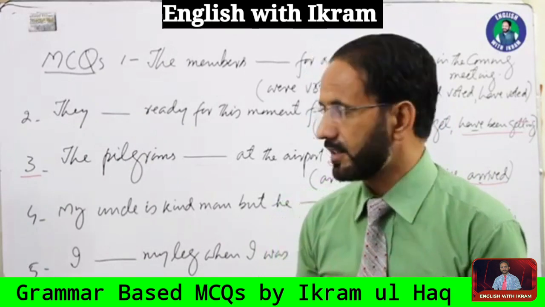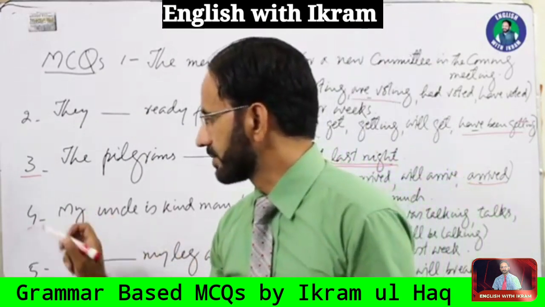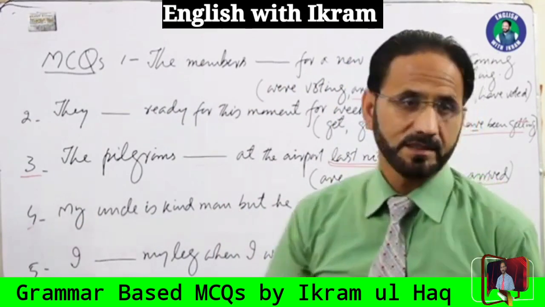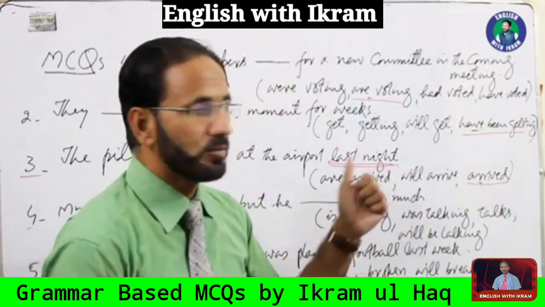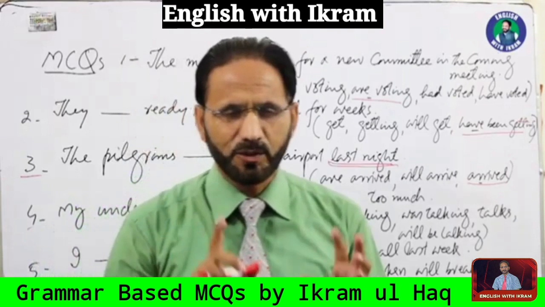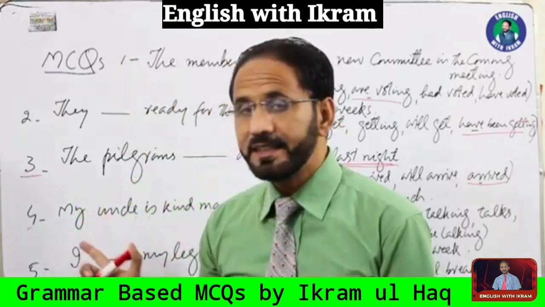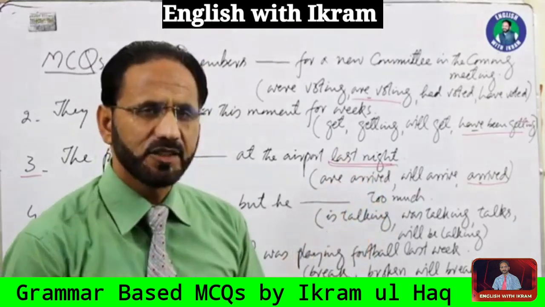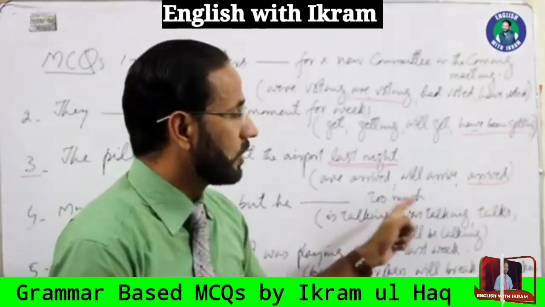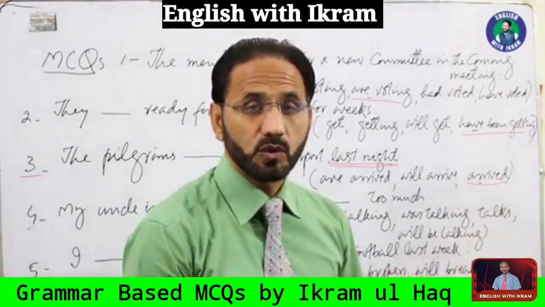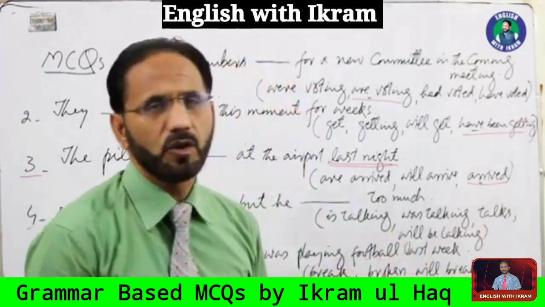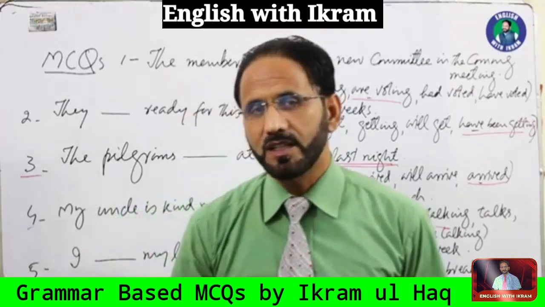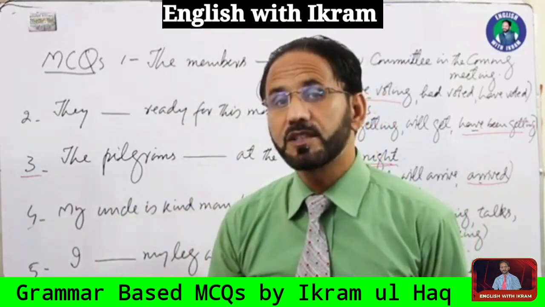Simple past tense, right? Number 4, my uncle is a kind man, but he dash too much. Again, look at the sense. My uncle is a kind man, but he dash too much. But he is talking too much. But he was talking too much. But he talks too much. But he will be talking too much. What do you think? Before I tell you the right option, pick the right option yourself.